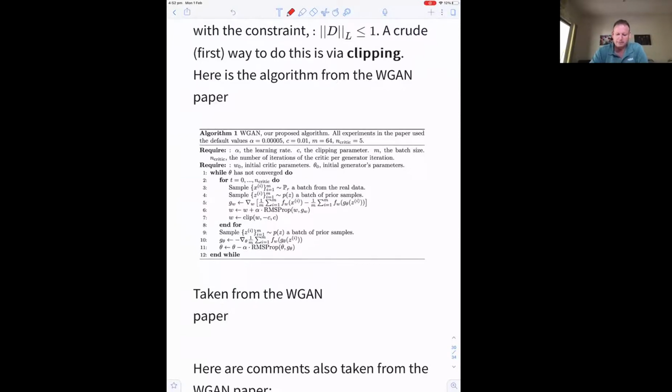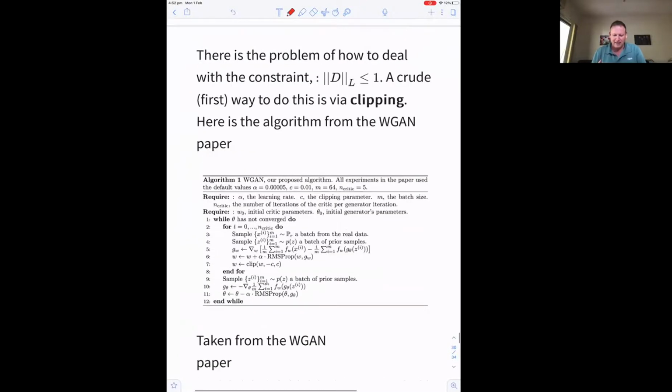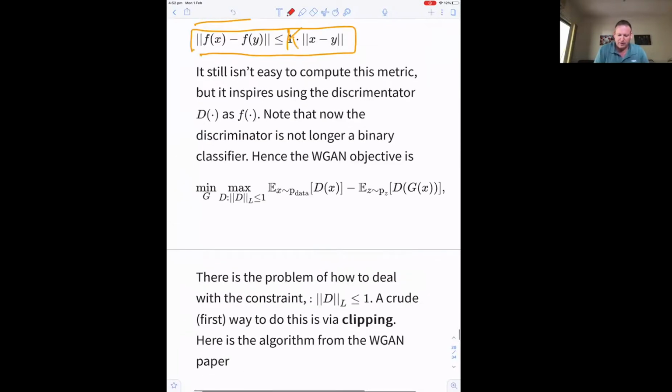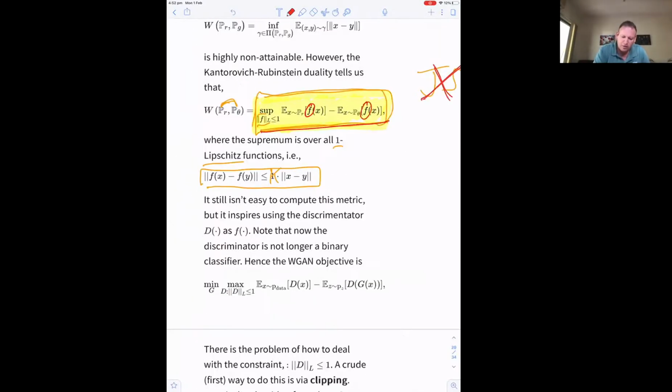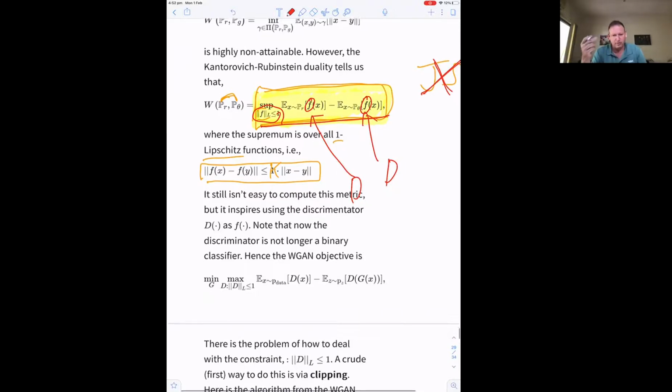Okay, so the key idea is, how are we going to compute this metric? Let's now treat this unknown F, which is the thing we're looking for in the supernorm, as our discriminator. So the discriminator is no longer discriminating. It's actually some measure of distance between the distributions. It has a different kind of physical, probabilistic meaning.